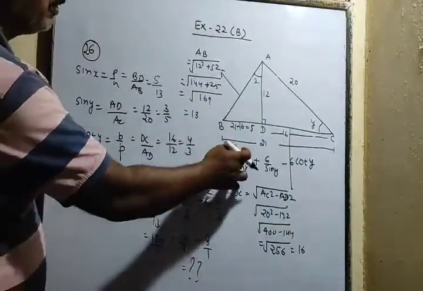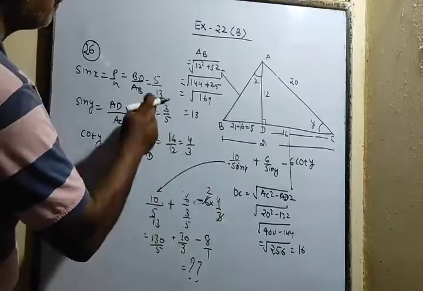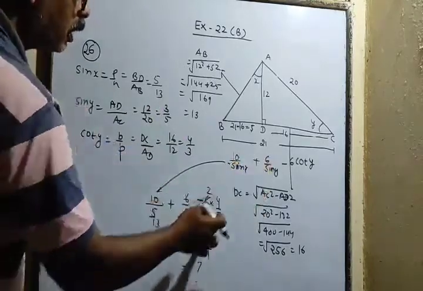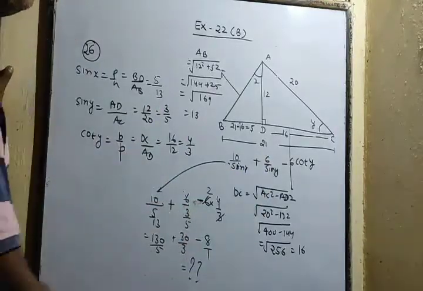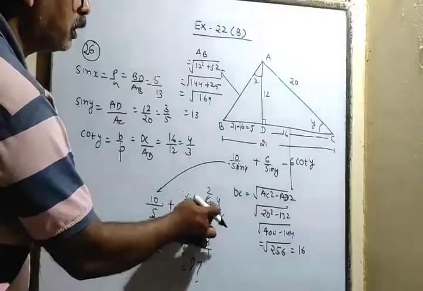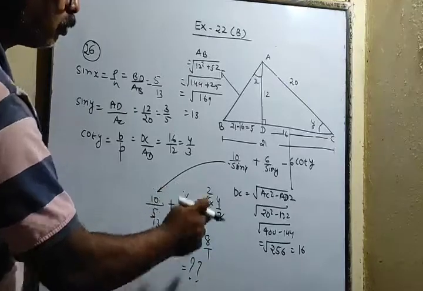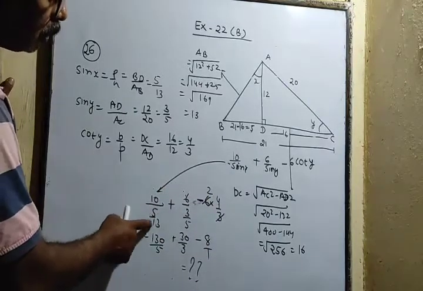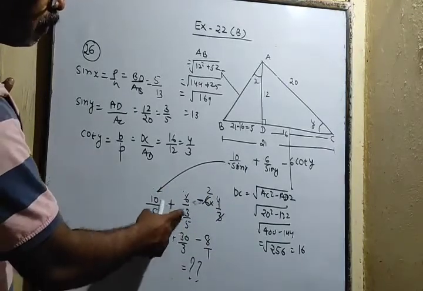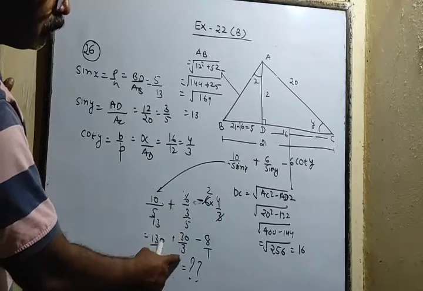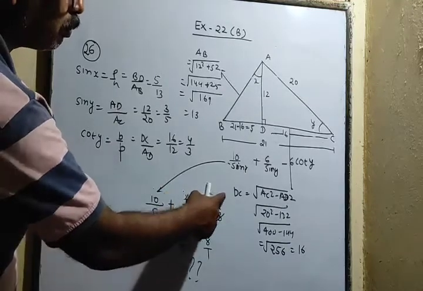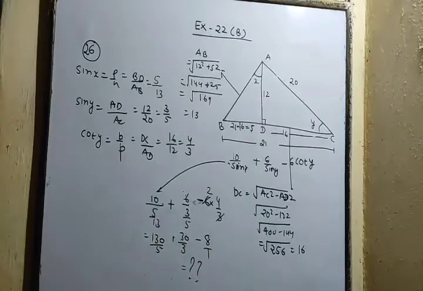Now we'll put in the values. 10 by sin x means 10 by 5 by 13. 6 by sin y means 6 by 3 by 5. And minus 6 cot y is minus 6 into cot y, which we have calculated as 4 by 3. 3 will cancel 2 times. 13 will go up. 13 times 10 is 130 by 5. 5 will go up. 5 times 6 is 30 by 3. And this is 3 times 2 is 6, 2 times 4 is 8. So solve and your answer will come.